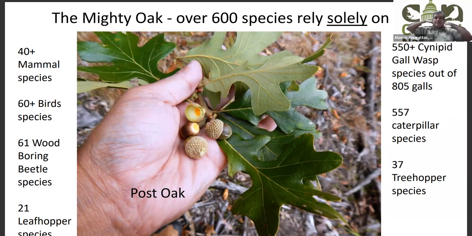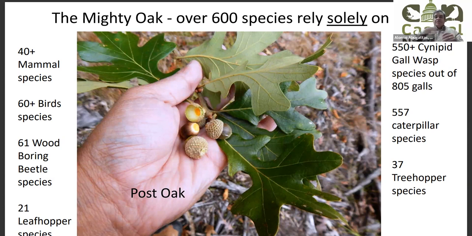So let's look at a keystone species, and let's just look at Quercus, the mighty oak, okay? We found out that it has 40 different kinds of mammal species that feed on this genus, just the oaks themselves, and 60-plus different kinds of birds that also feed on the acorns. There are 61 different kinds of wood-boring beetles that live within the tree itself, 21 leafhoppers, 550 cynipid gall wasps, out of 805 different kinds of gall species that survive on them, 557 caterpillar species, plus 37 treehopper species. That's just a start of what I've collected and looked at over the years.